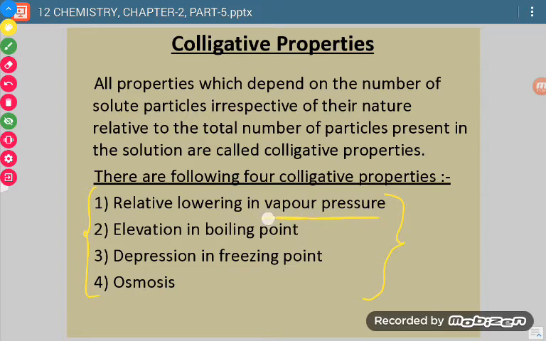Now what does it mean? The vapor pressure of the solution will be low relatively. Relatively means we can relate it with either the solute or the solvent. Previously we take only the solvent, whatever is its vapor pressure, and if we add a non-volatile solute in that, then the vapor pressure of the solution will be low. That is called relative lowering in vapor pressure. Similarly, whatever is the boiling point of the pure solvent, that boiling point will increase if we add some non-volatile solute in that.